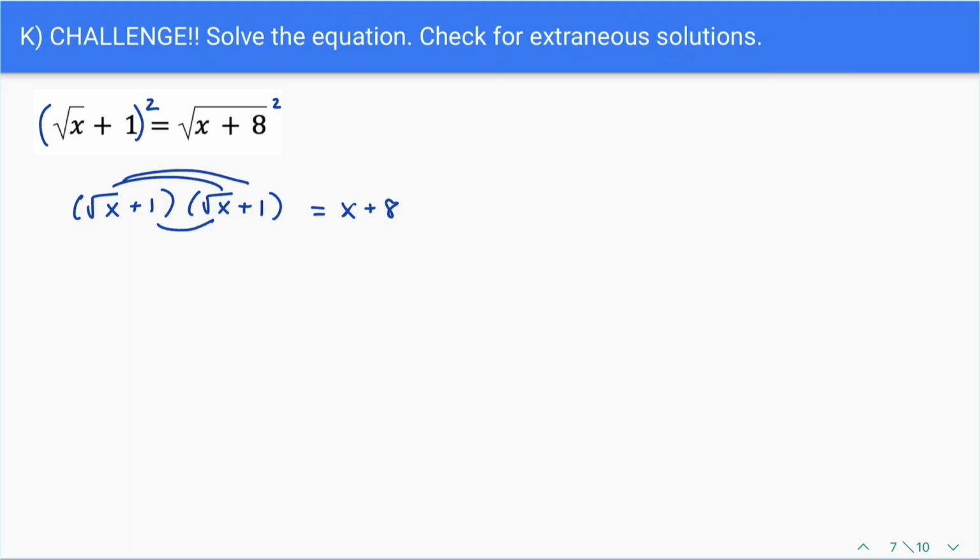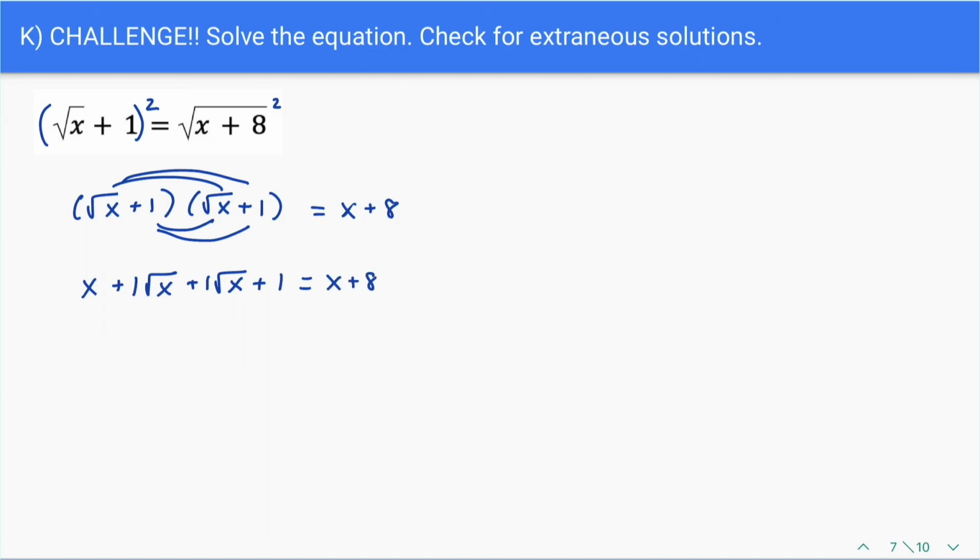And then we'd have to FOIL out the left side to simplify it. Okay, so this is a bit of work. Remember though, if you have the square root of something times the square root of that something, it actually simplifies very nicely. So the square root of x times the square root of x gives me just x. The square root of x times positive 1 is plus 1 root x. I have that on the inside as well. And then the last two terms are 1 times 1, so 1, and that equals x plus 8.